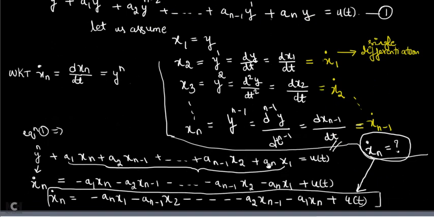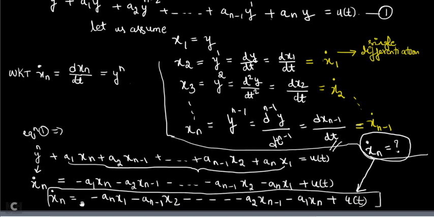Send all the other terms to the right hand side. What happens if you send all the other terms to the right hand side? Plus a1 xn becomes minus a1 xn. Plus a2 becomes minus a2 xn minus 1. All plus signs will become minus signs. Minus an minus 1 x2, minus an x1. And u of t will be plus u of t only, because u of t is already on the right hand side, no change. So xn dot is equal to all these terms sent from the LHS, that's why all positive terms become negative after the equality sign.